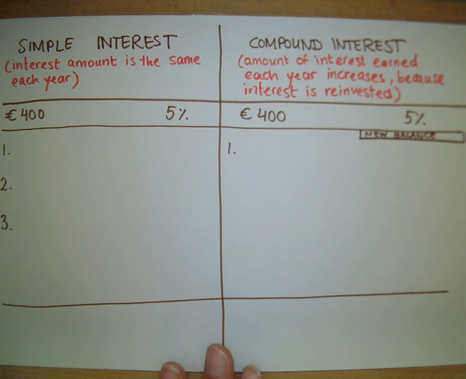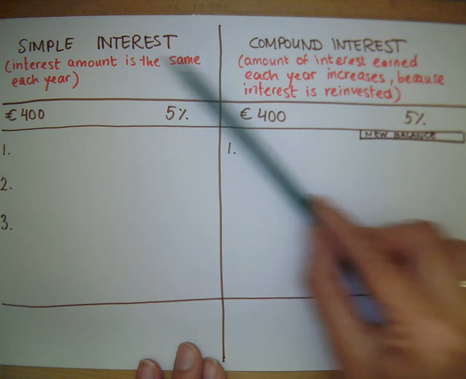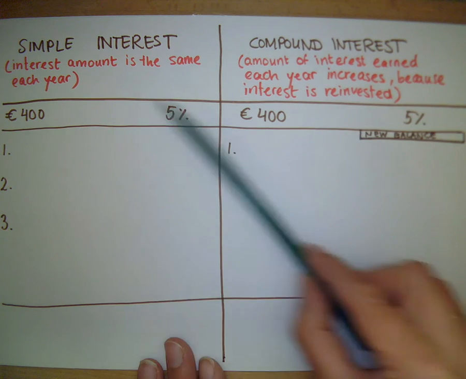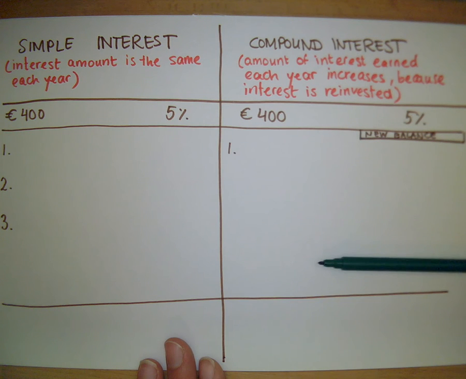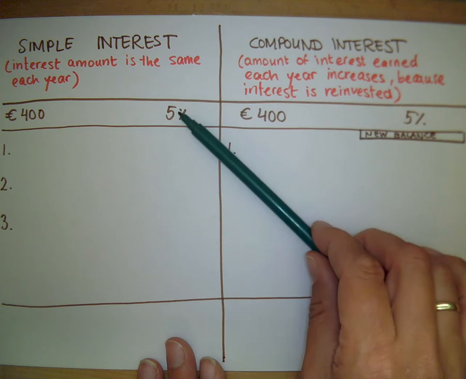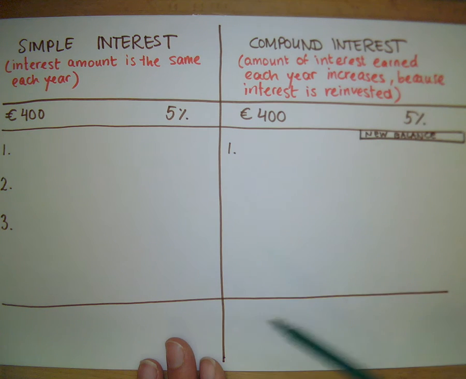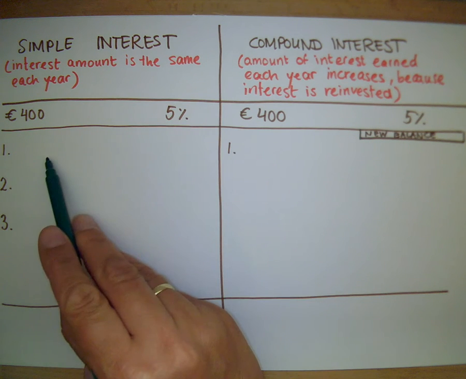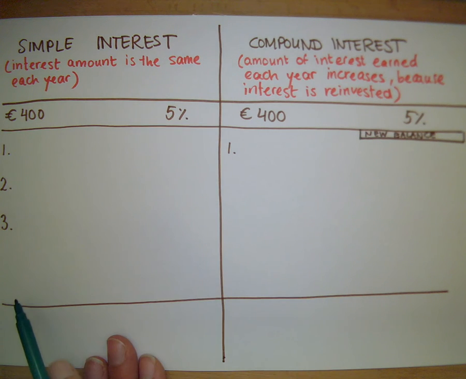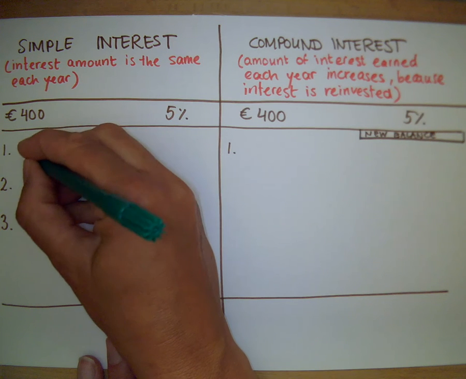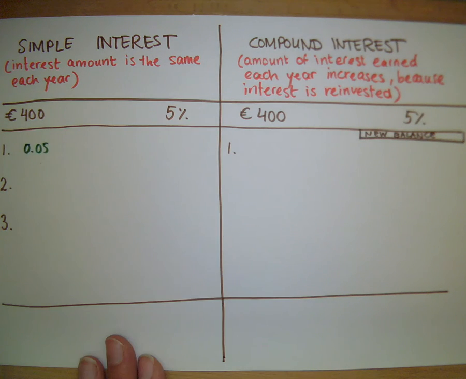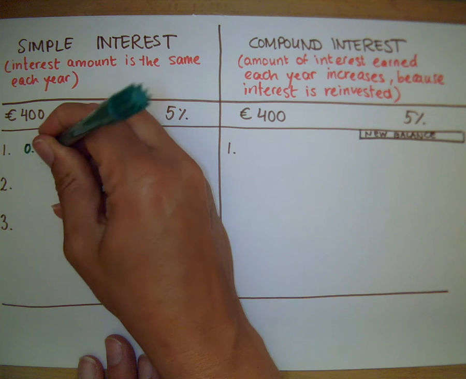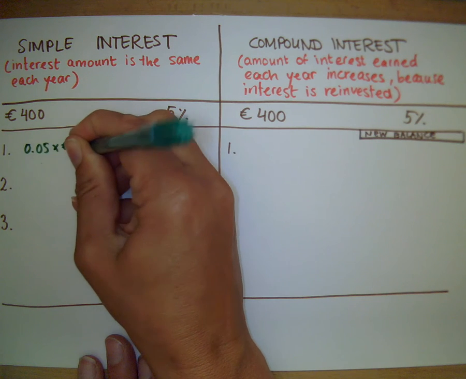Let's compare these two situations, simple interest and compound interest. We're putting 400 euros into each of these two accounts. One promises us 5% simple interest, the other promises us 5% compound interest. Okay. Do the simple one first. After 1 year, we are receiving 5% interest over that 400 euros. So 5%, I like to write it as a decimal, 5% of 400 euros, what is that?